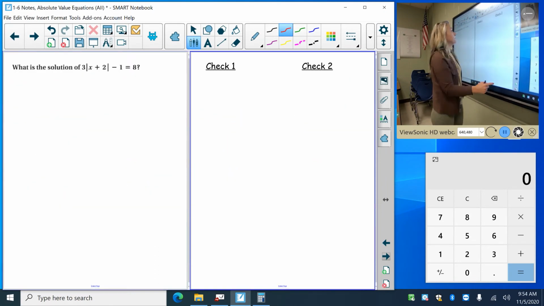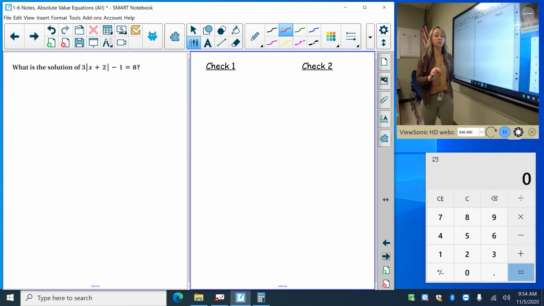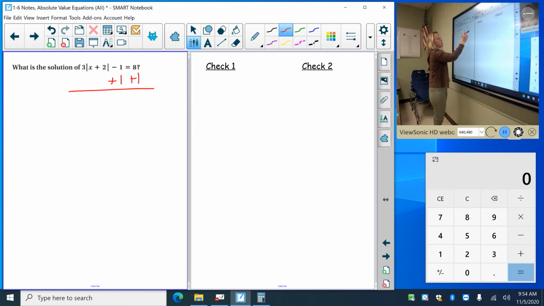Let's do another one. Now this one's a little bit different. Pay attention here. Before I solve this one, you have to notice that I have something on the outside of the absolute values. When you have something on the outside of the absolute values, you have to get rid of it first. So I'm going to add 1 to both sides. I'm going to solve for the absolute value. So I have 3 times the absolute value of x plus 2 equals 9. And then divide by 3.